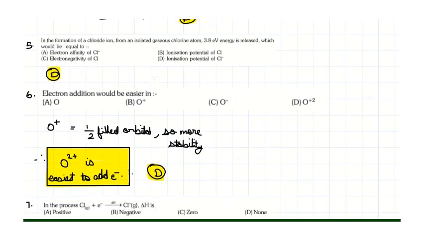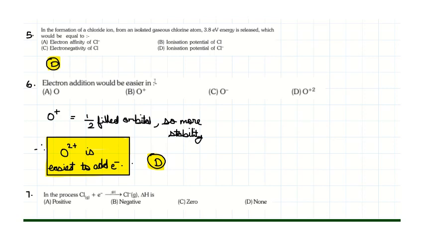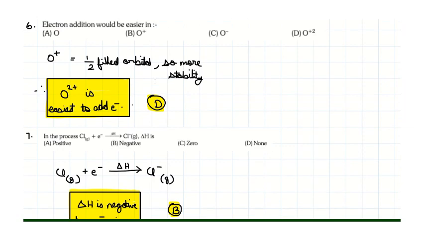In the fifth question, in the formation of chloride ion from an isolated gaseous chlorine atom, 3.8 electron volts of energy is released, which is equal to which of the following? Now, since the chloride ion is formed, we are adding one electron to ionize it, and thus the energy given, that is 3.8 electron volts, would be the ionization potential of Cl minus, because ionization potential involves removal of an electron, not addition.